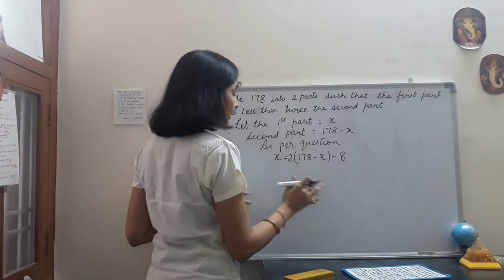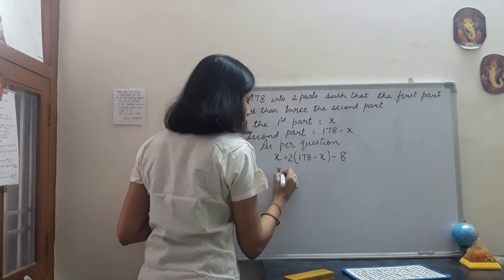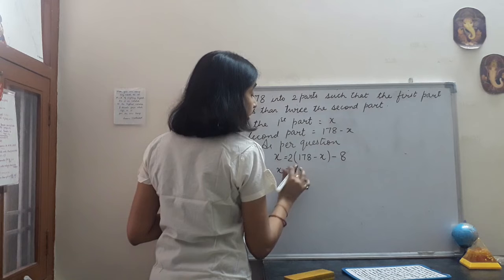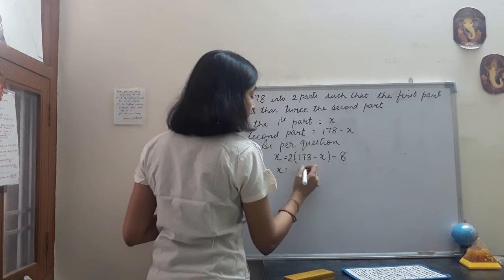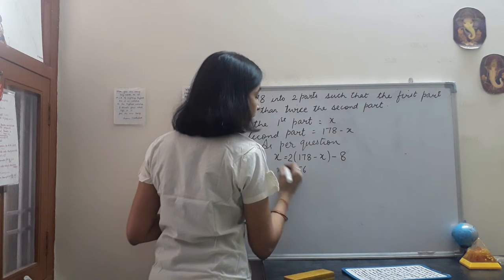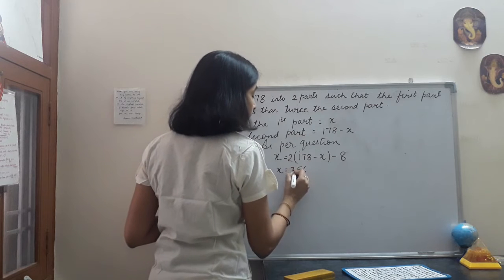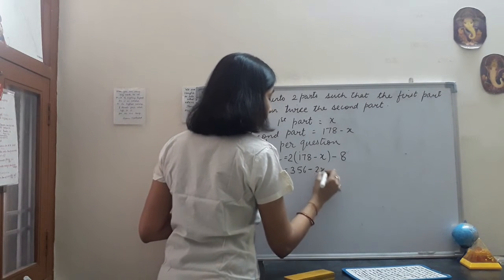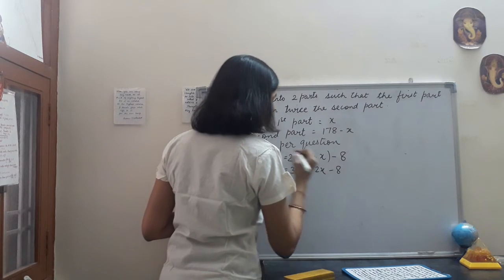If the equation is correct, then half of the sum is done. Now you are supposed to just solve it. So x is equal to, just open the bracket, 2 multiplied by 178. So 2 8s are 16, 2 7s are 14, 1 carry 15, and 2 1s are 2, 356. Minus 2 into x gives us 2x, and minus 8 also.